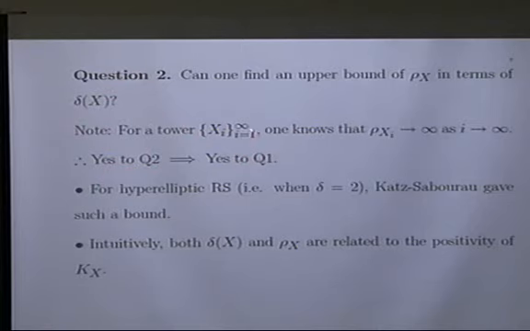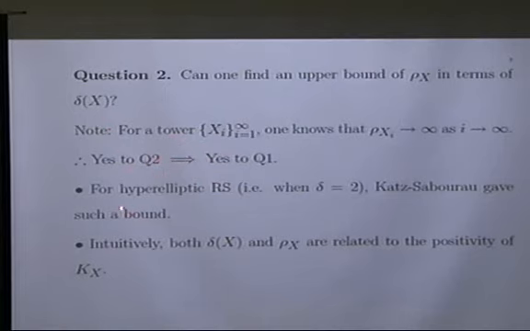The reason is that for a tower of Riemann surfaces, what one can easily see is that the injectivity radius of the xi's has to go to infinity as i goes to infinity. So if we have an inequality like ρ_X is less than or equal to some expression in δ_X, but ρ_X gets bigger and bigger, then it will also mean that δ_X has to get bigger and bigger. So what one really needs is to answer question 2 only.